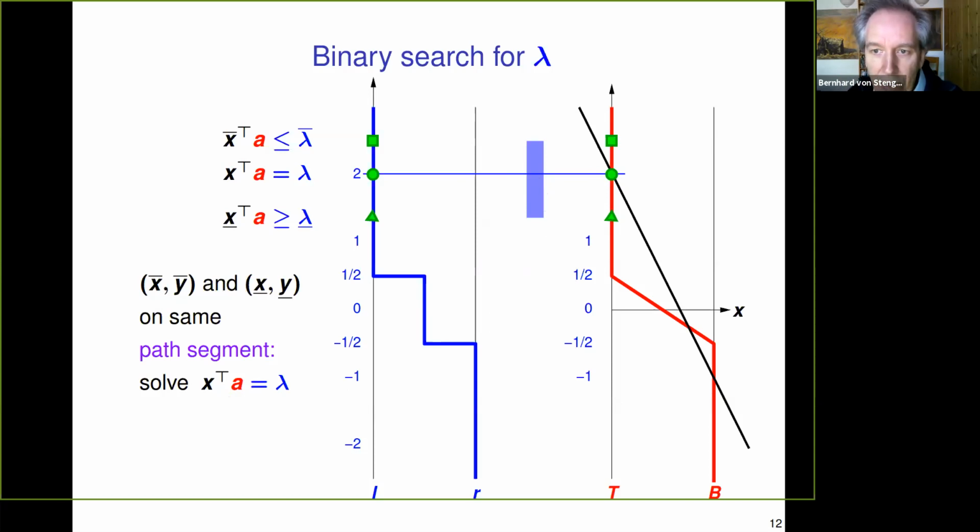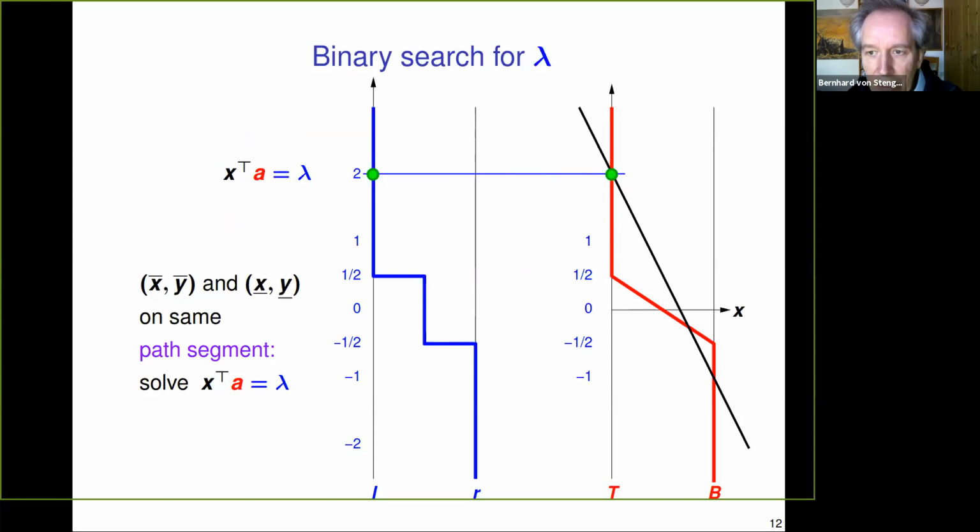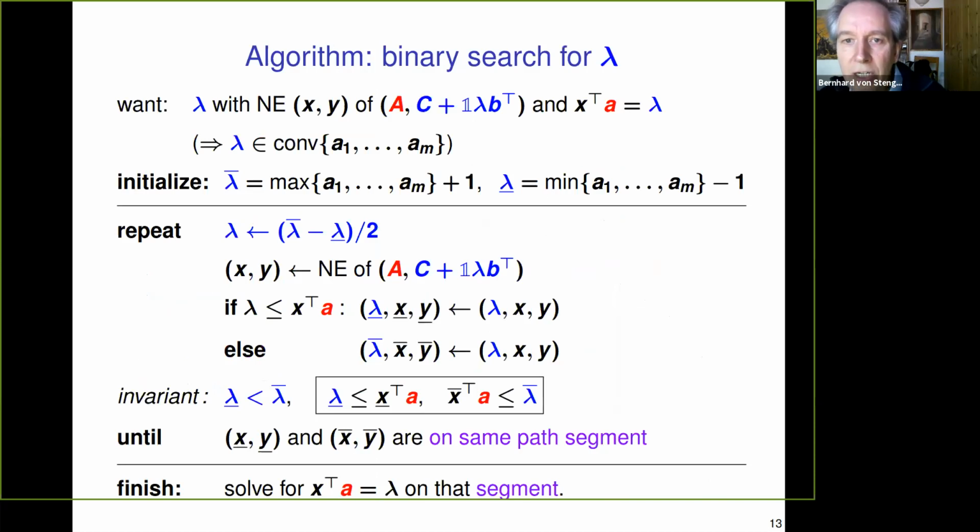Okay. Now, this is great. And what I thought was we can do this in our general rank reduction, which would be cool. And that would be as follows. We want to find lambda and x, y for the lower ranked game such that x times A is lambda. So we can start with, say, the maximum of the A entries +1 and the minimum -1, as I did before, and then do the following search. We cut the lower and upper lambda in half, take the midpoint. This should actually probably be a +1 here.